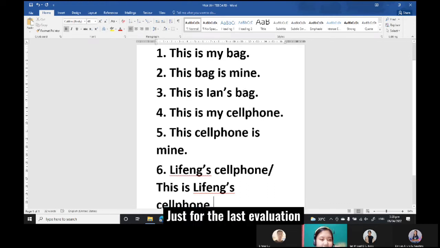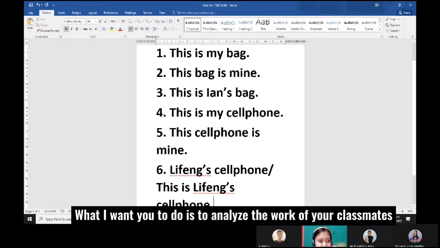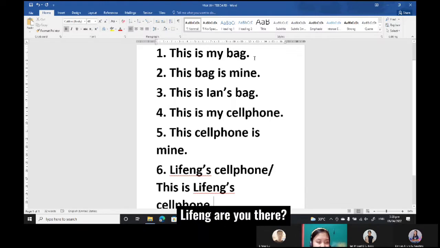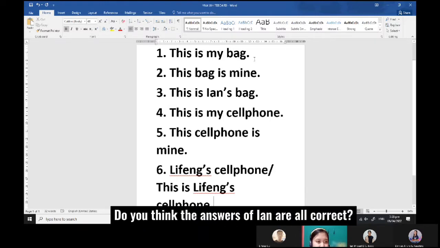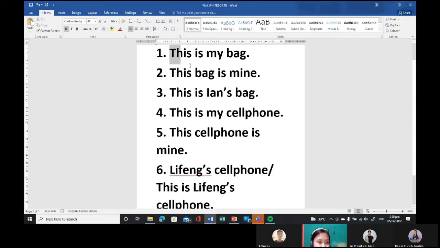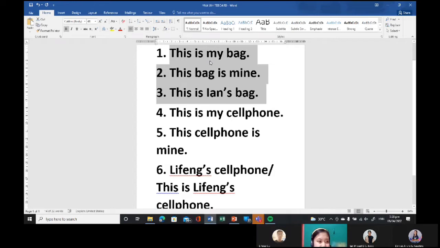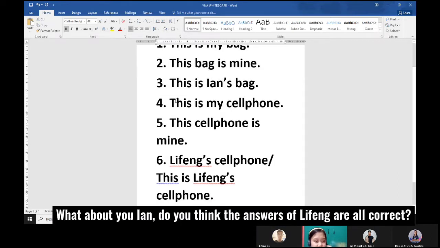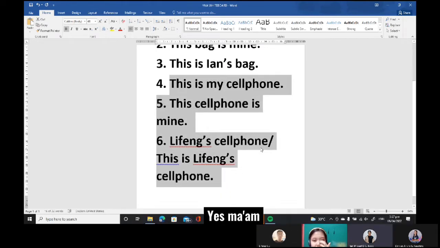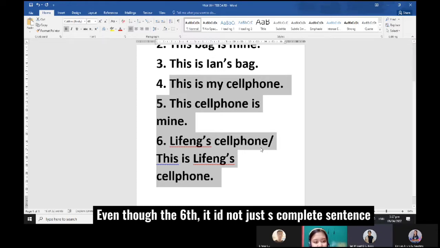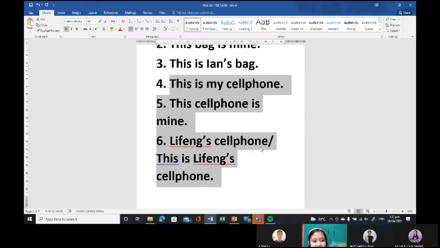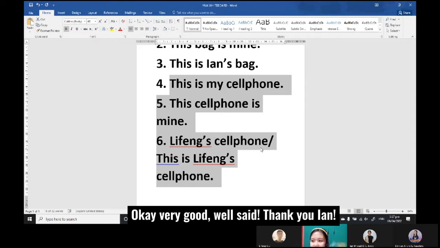Now, just for the last evaluation, what I want you to do is to analyze the work of your classmates. Li Feng, are you there? Do you think the answers of Ian are all correct? I think it is alright. Okay, all right. Now, what about you, Ian? Do you think the answers of Li Feng are all correct? Yes, ma'am. Even though it is not a complete sentence, it also shows possession po, using the apostrophe s. Okay, very good. Well said. Thank you, Ian.